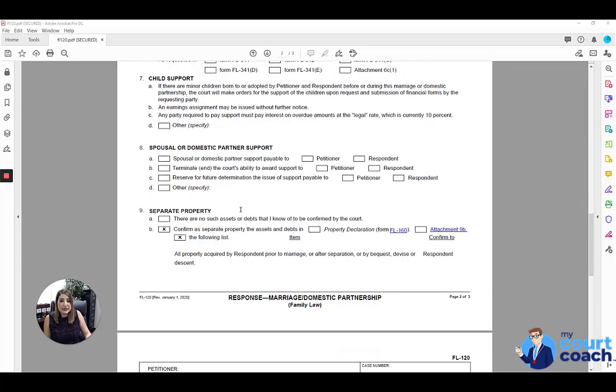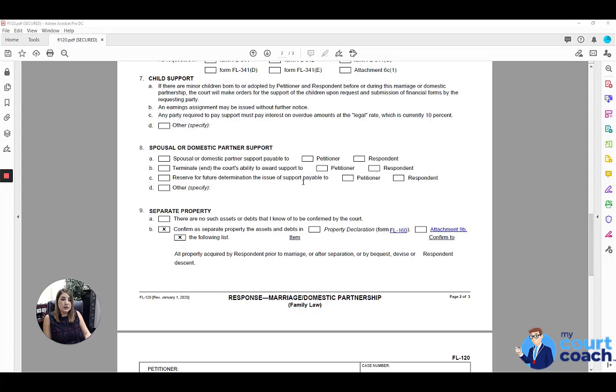In Field 8, we address the issue of spousal support. If this is a divorce or legal separation or a domestic partnership, then you can request for spousal support to be awarded to either party and identify the party you want it to be awarded to. You can ask the court to terminate the court's ability to award spousal support to either party. And again, you can identify which party you want to be prohibited from asking for spousal support as a result of this marriage.